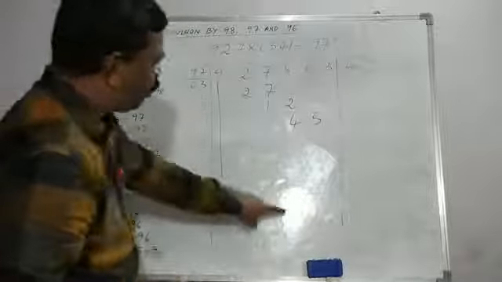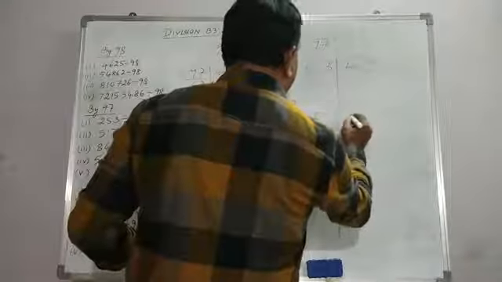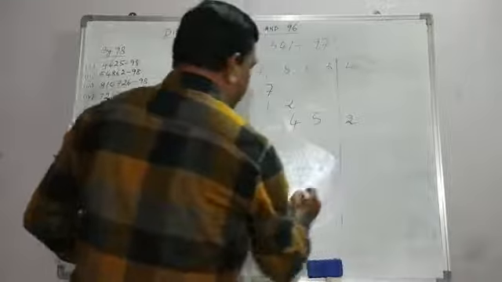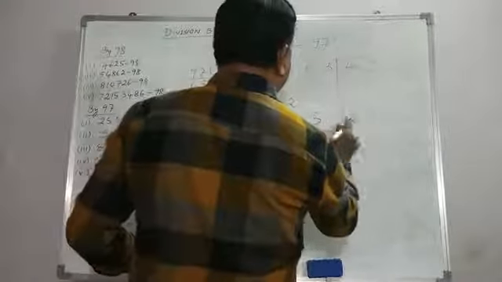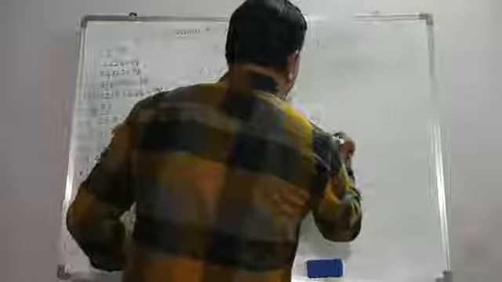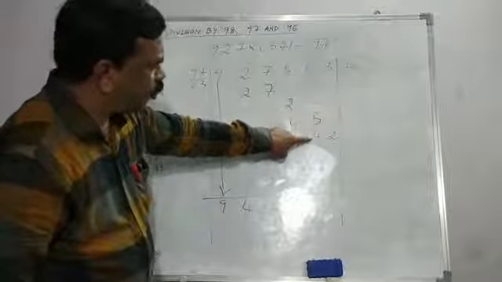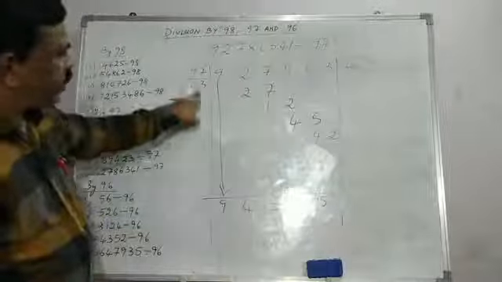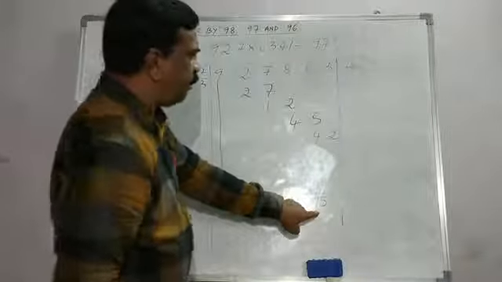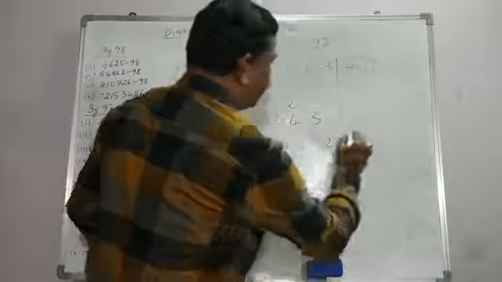40. 3 into 40. 3 4s are 12, carry 1, 3 1s are 3, 4. So 3 4s are 12, 2, carry 1, 3 1s are 3, 4. 42 we will get. Now next number, 6 plus 5, 11, 11 plus 4, 15. Again we are getting double digit here, don't worry. Again, 3 into 15, 45. So we get 4, 5.